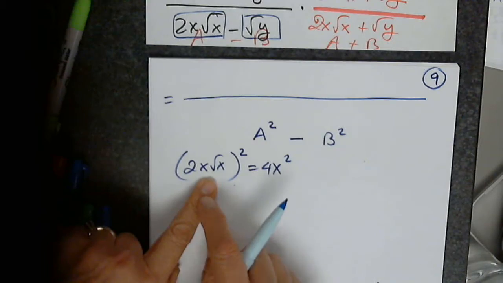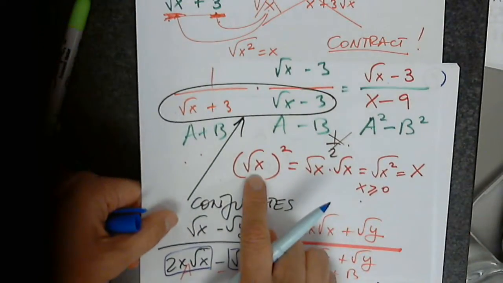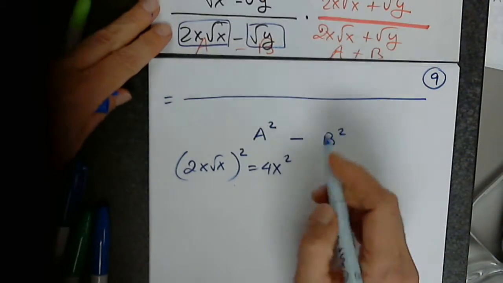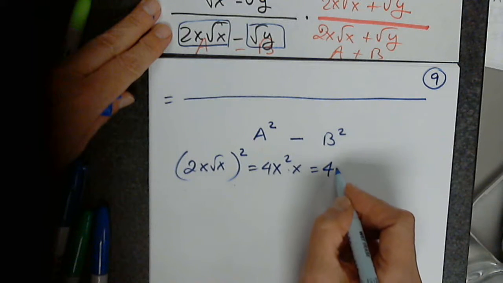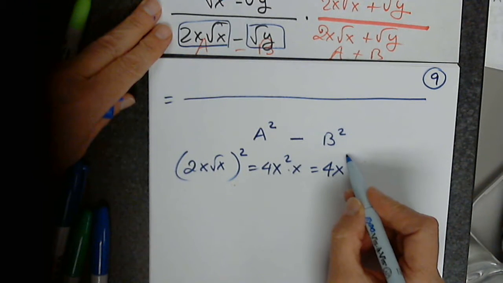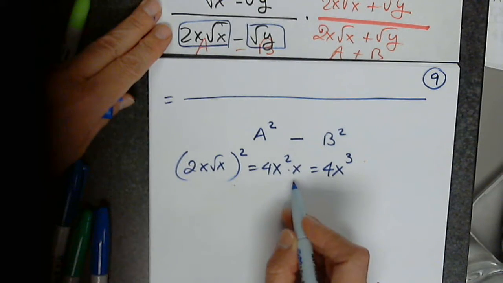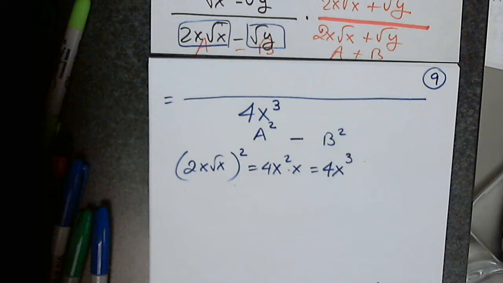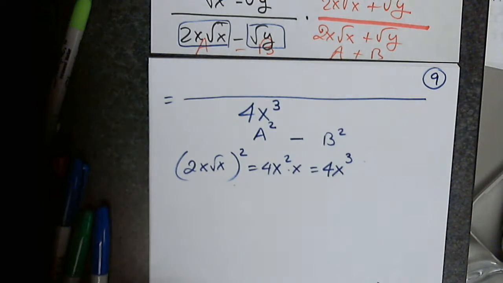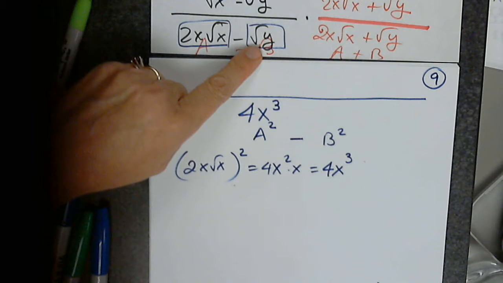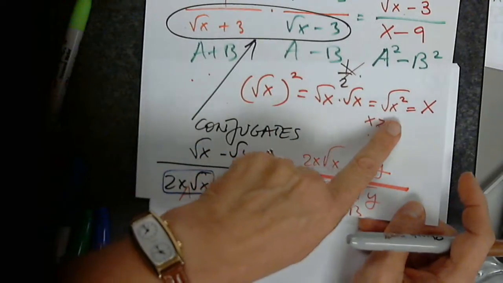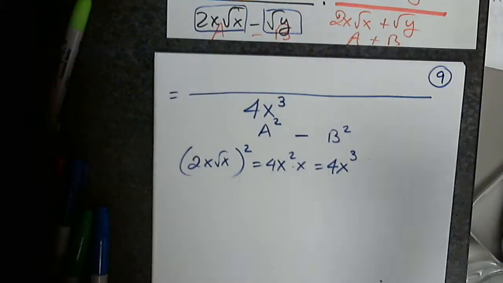Now careful. We already have seen this. When I raise the square root of x to the second power, what do I get? X. So multiplied by x, which turns out to be 4x to the third. Copy the base, add the exponents. So this is my first piece in the denominator. 4x to the third. Now I should not have difficulties raising the square root of y to the second power. What would that be? Y. So then minus y.